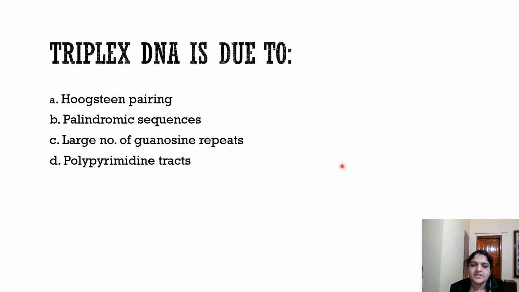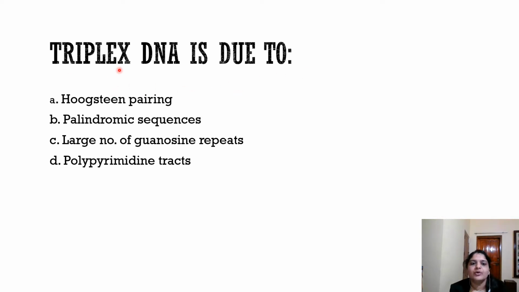Moving on to next question. Triplex DNA is due to. So this triplex DNA belongs to the non-canonical DNA structure. What do you mean by non-canonical DNA structure? It means they do not follow the Watson and Crick base pair rule. What's the rule? Adenine always pairs with thymine, guanine always pairs with cytosine. That is the Watson and Crick base pair rule.